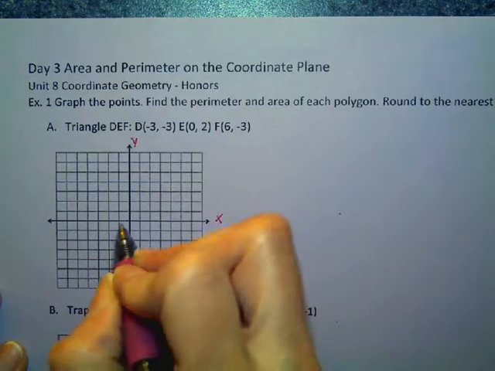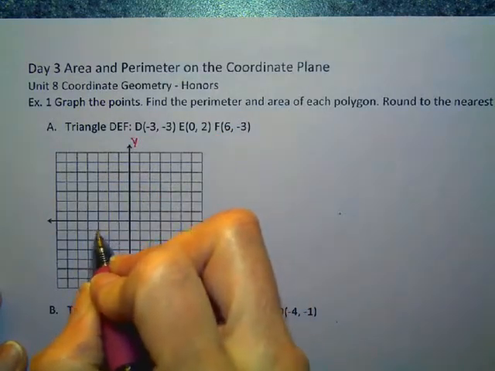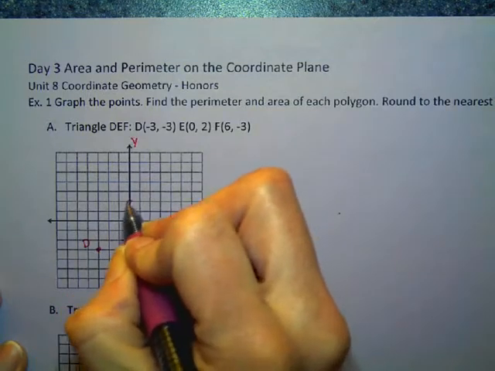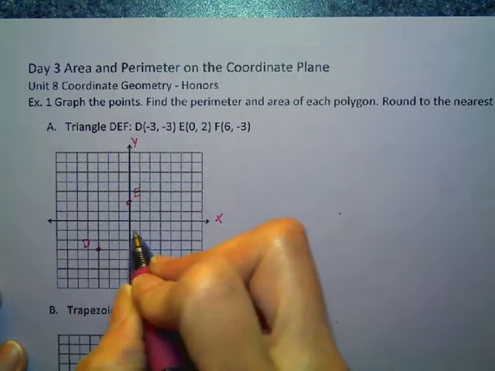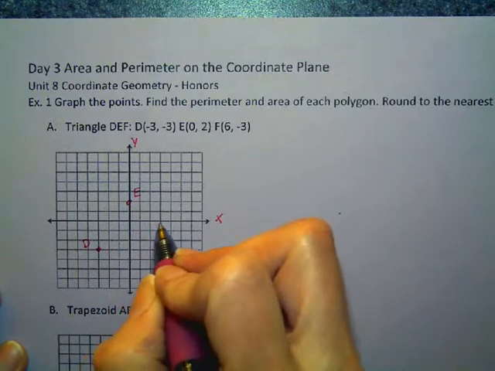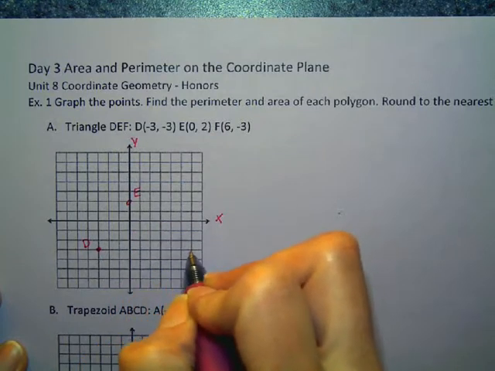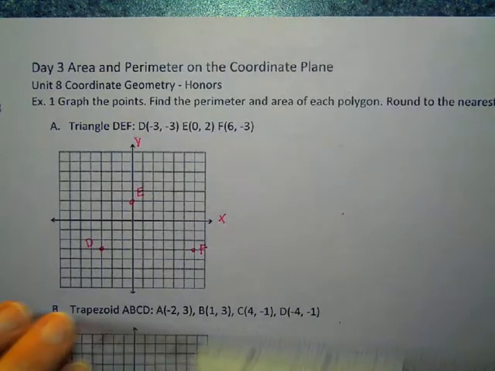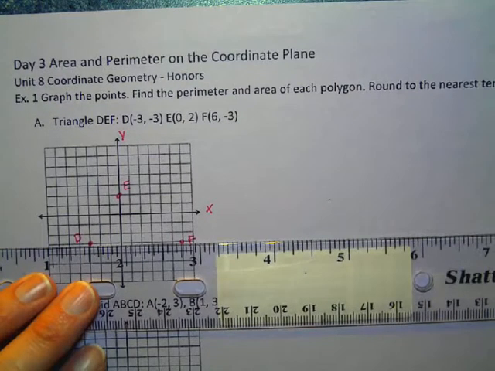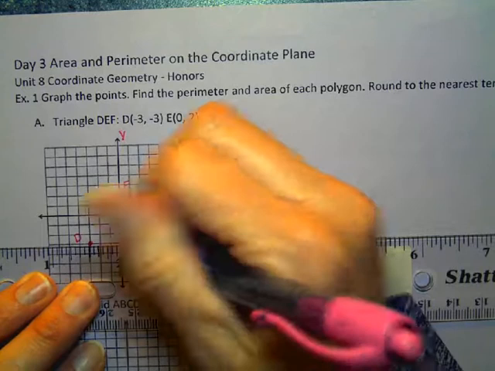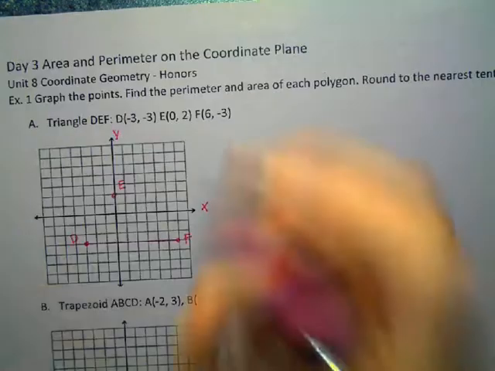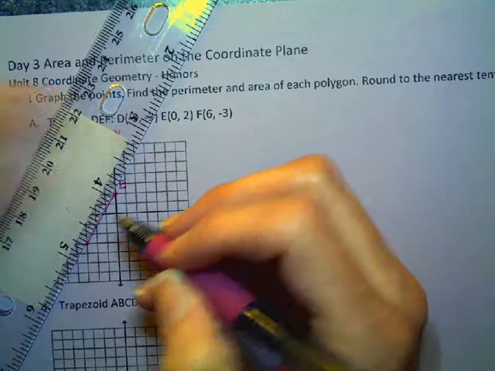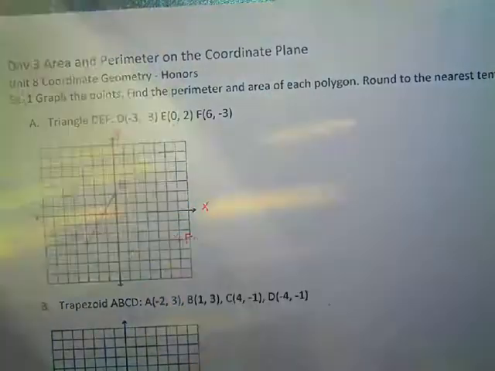So -3, 1, 2, 3, down 1, 2, 3. This is point D. Point E is 0, 2. F is 6, -3. Okay, and you can draw your triangle here. Sometimes the pictures might be given to you. On these first couple we have, I'm actually just graphing points because you never know, you might have to be able to graph points. It's not a bad concept to review again.